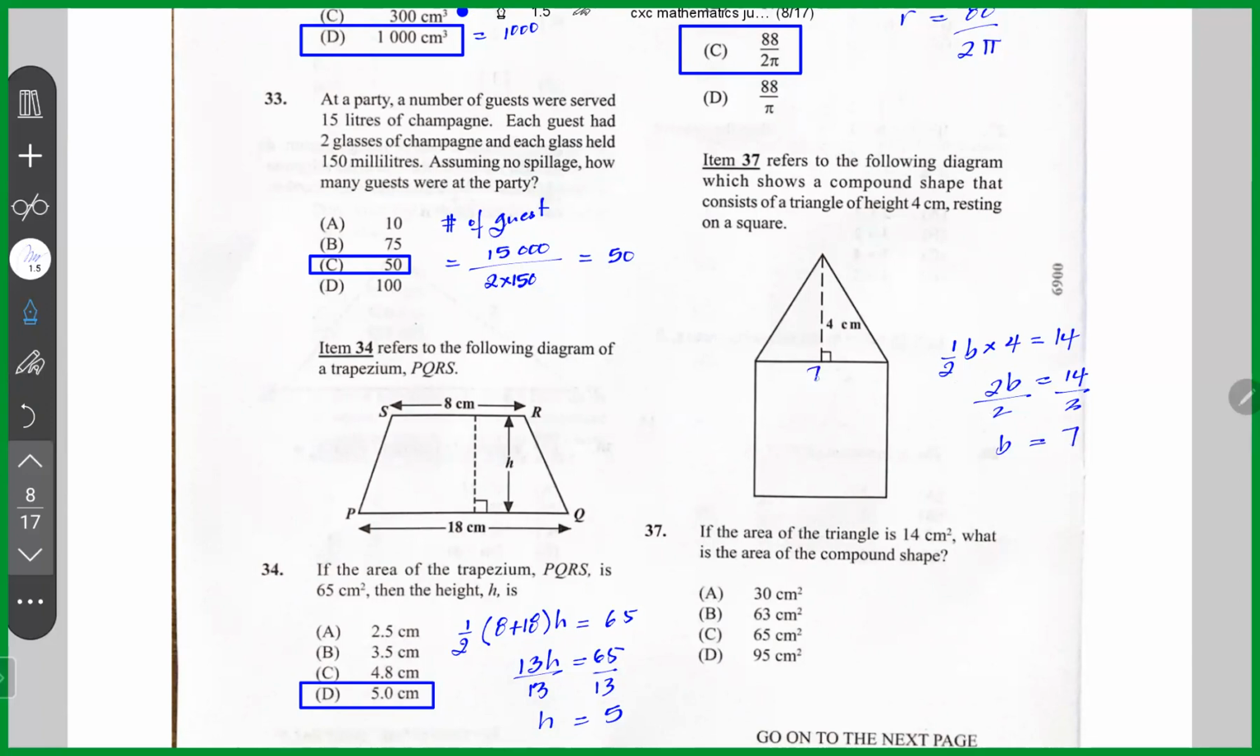So if the base is 7, the base coincides with one side of the square. So the area of the square would be 7 times 7, which is 49. The total area would be the area of the square, 49, plus the area of the triangle, 14. This looks like 63 centimeters squared.